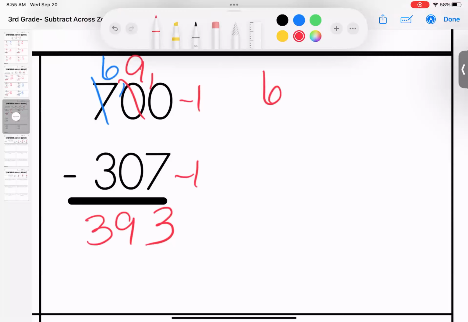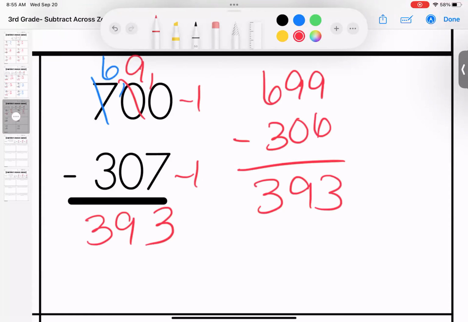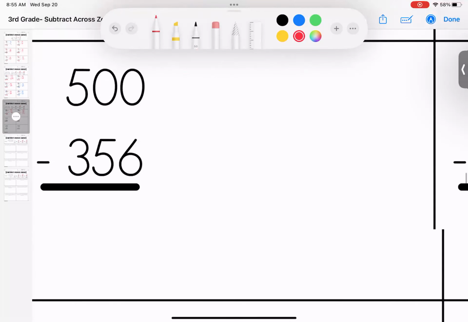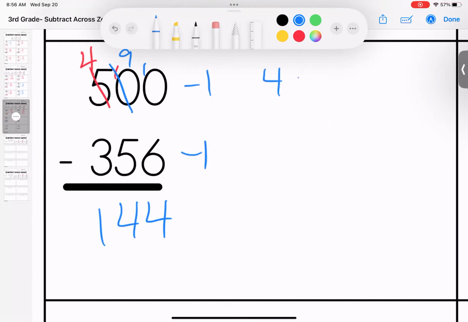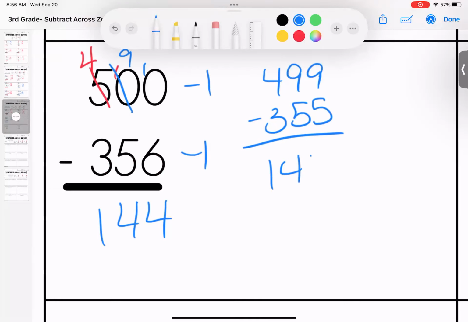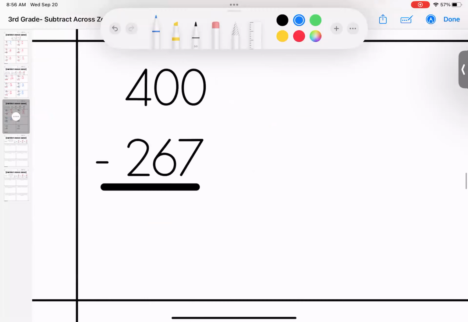Or 699 take away 306 still gives you 393. Over here, double borrow. 5 is a 4, 0 is a 10. 10 is a 9, 0 is a 10. 10 minus 6 is 4. 9 minus 5 is 4. 4 minus 3 is 1. Or 499 minus 355 still gives you the same thing.